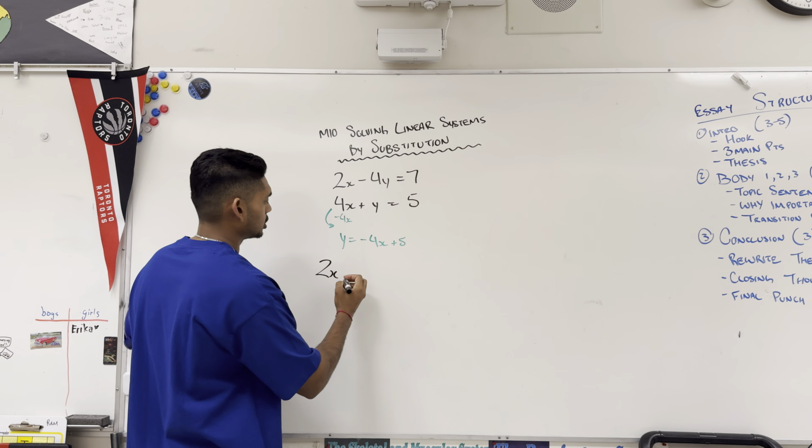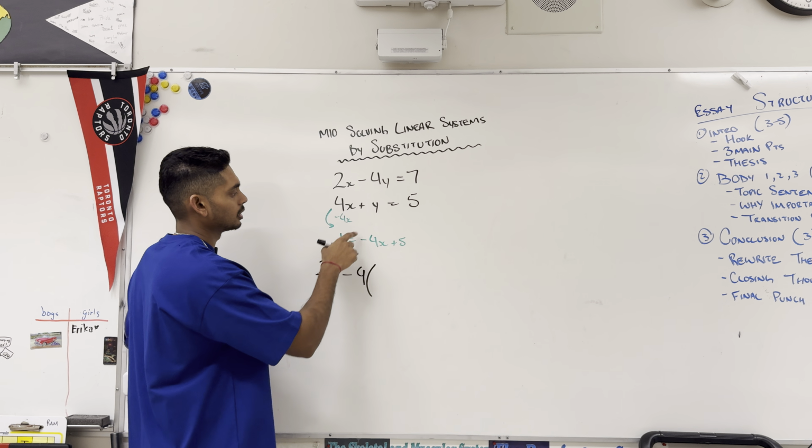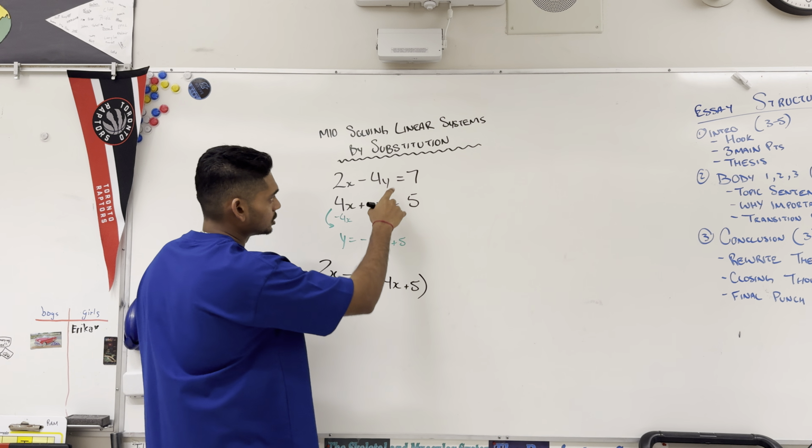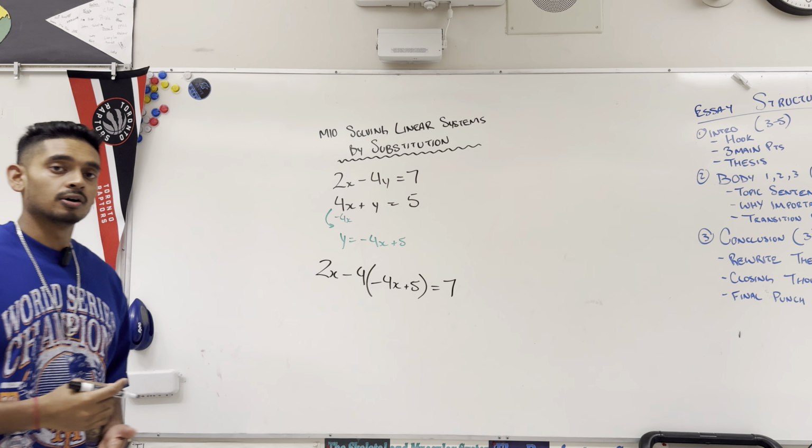So let's do it. 2x didn't change, minus 4. But instead of y, I know what y is. Y is here. Y is negative 4x plus 5. That's what we said. And we still have an equals 7 at the end there. Now we solve for x.